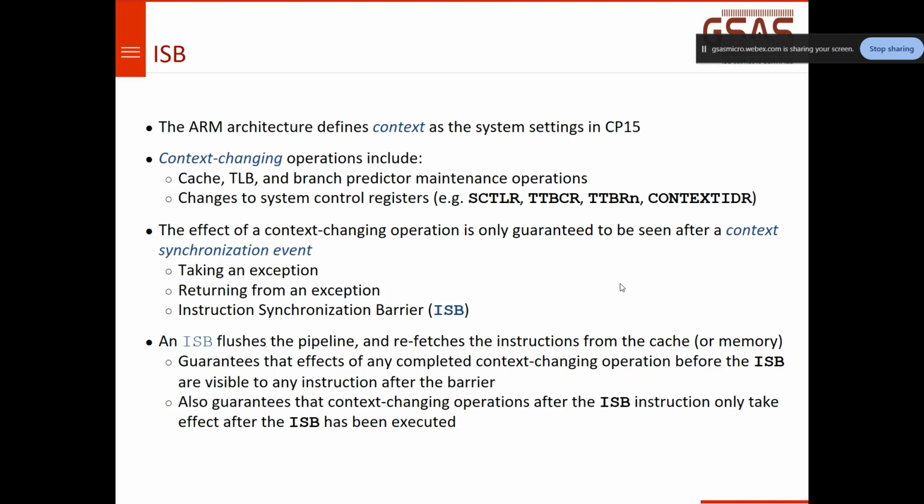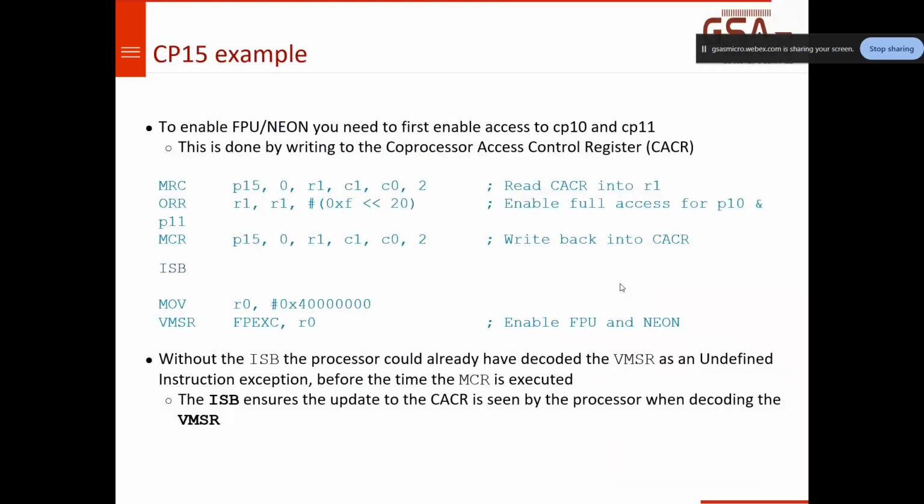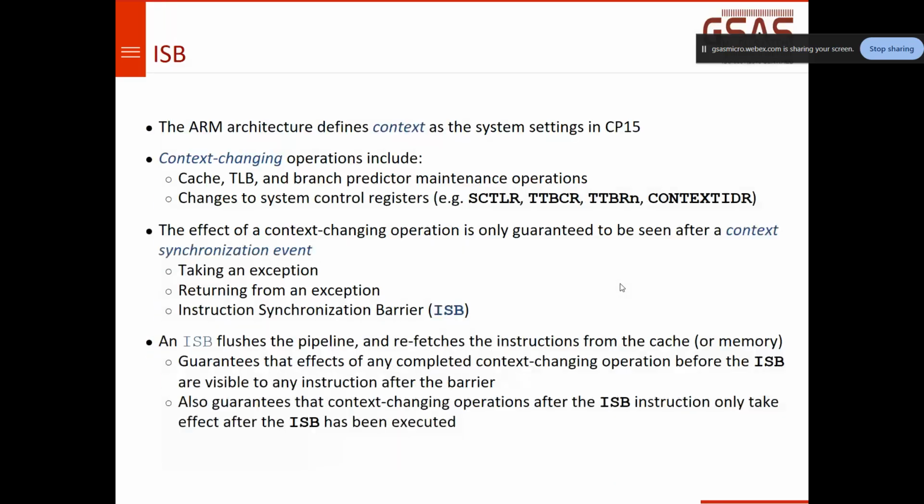What are such context changing operations? It can be cache, TLB or branch predictor maintenance operations. TLB is nothing but the translation lookaside buffer. Basically, this is used in processors which have an MMU, a memory management unit, which is there in Cortex A. So what does this memory management unit do?